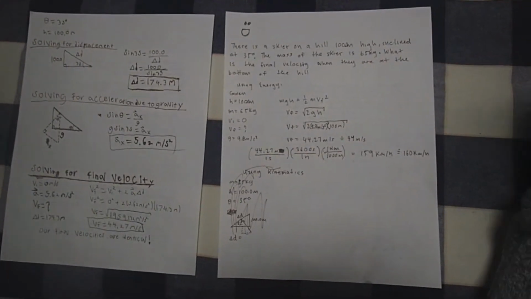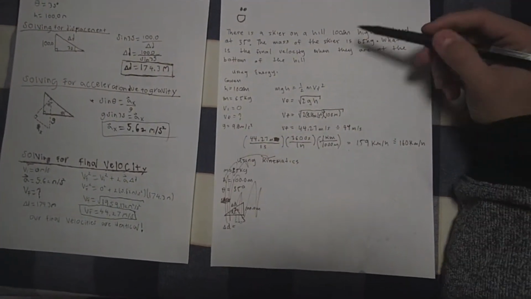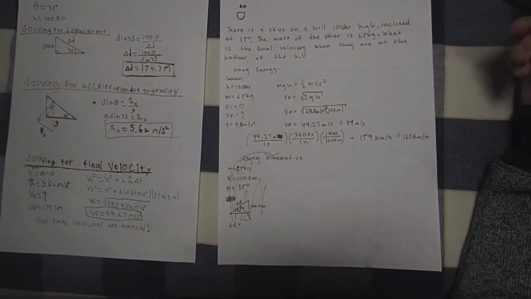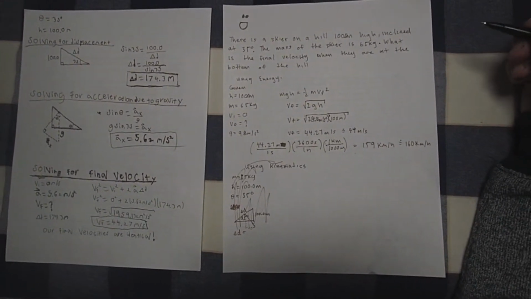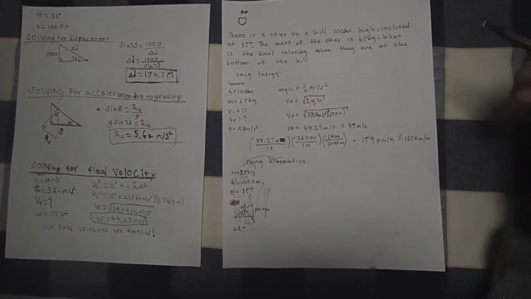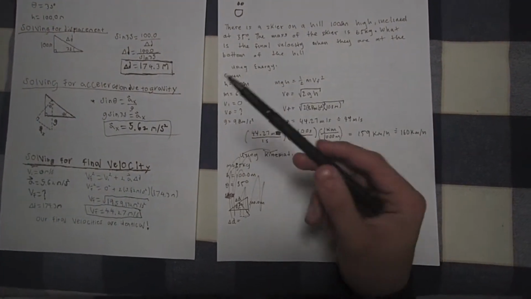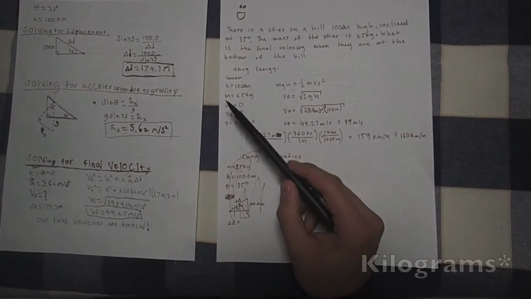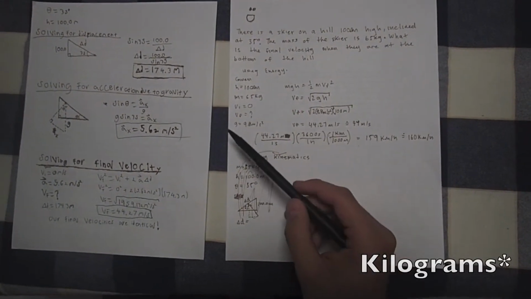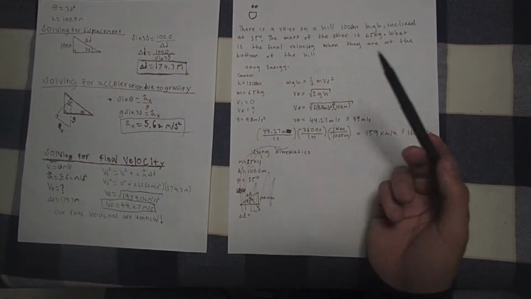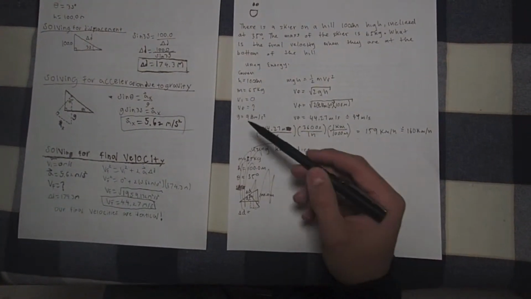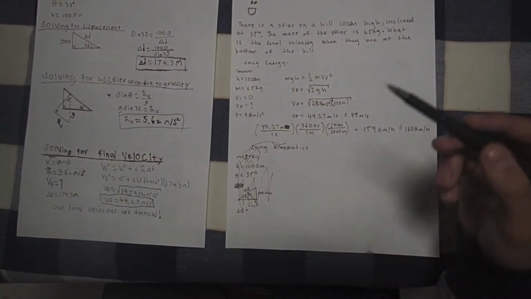Okay, so let's see this problem. There's a skier on a hill 100 meters high, inclined at 35 degrees. The mass of the skier is 65 kilograms. What is the final velocity when they are at the bottom of the hill? So, from the question we see our givens are height equals 100 meters, our mass 65 kilograms, and our initial velocity is 0. But we need to solve for vf, so vf equals question mark. Gravity, as we know, is 9.8 meters per second squared, which is a constant.